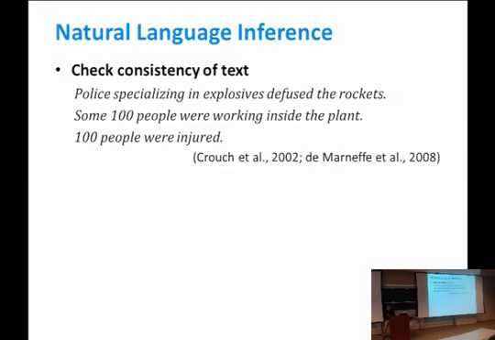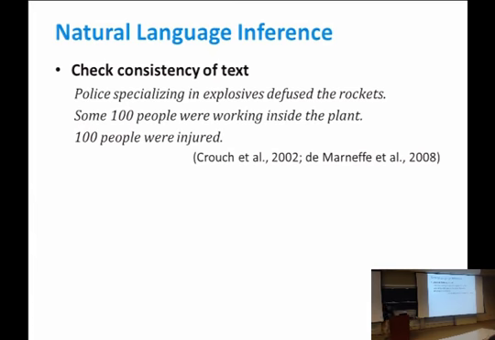A more general inference problem is that of checking the consistency of text. The easiest way to explain this is to actually look at a passage that is inconsistent. In this passage, we have "police specializing in explosives defused two rockets, some 100 people were working inside the plant, and 100 people were in Europe." This is inconsistent because the rockets were defused, and yet the people inside the plant were still endangered.